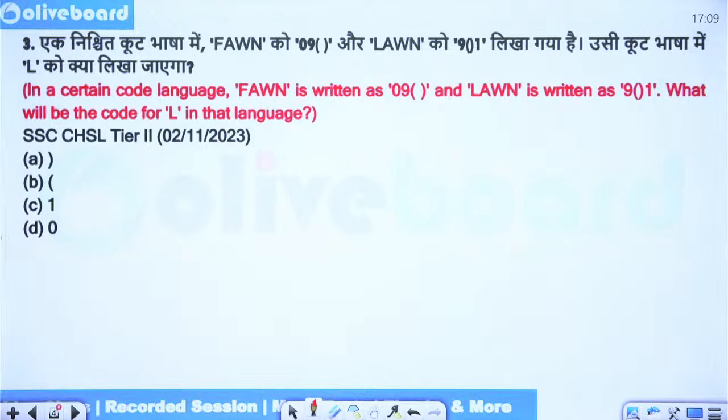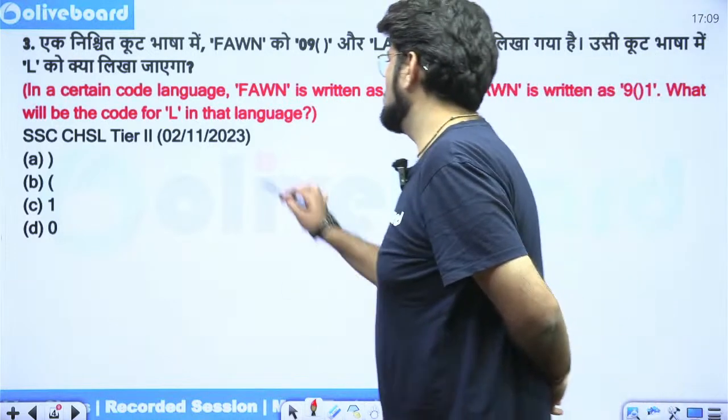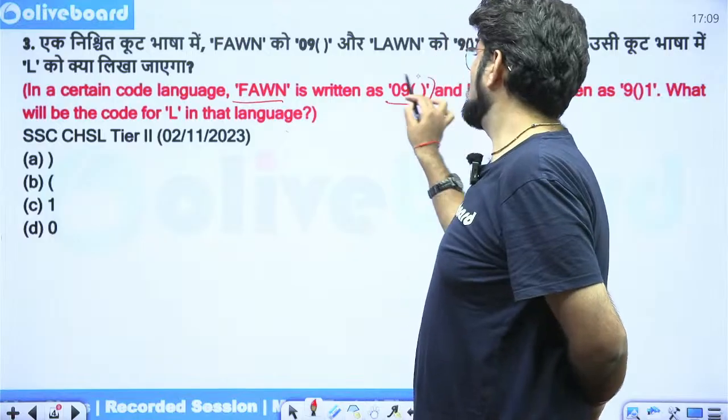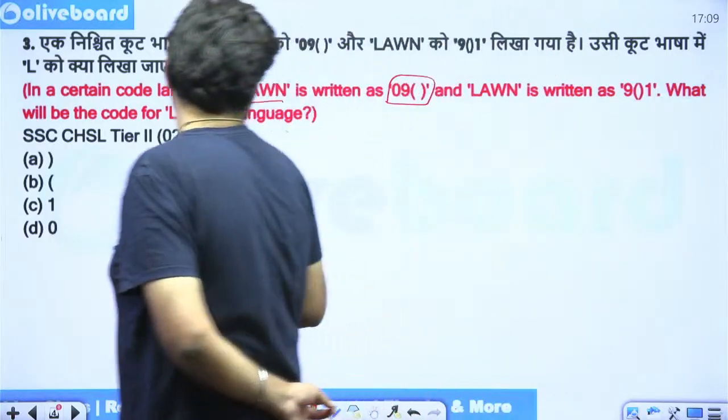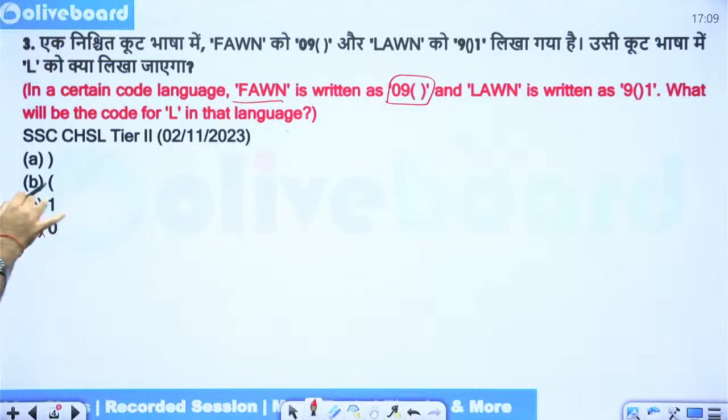Again, same principle. What is the code for L? So we will just pick up from phone, delete all these from the options. We'll delete 0. 9 is not there. We'll delete both the brackets. The code for L.